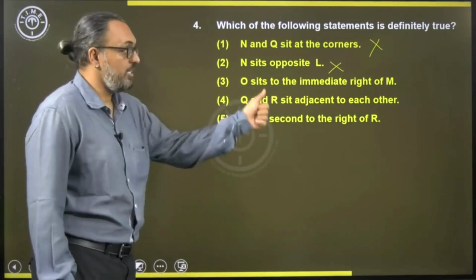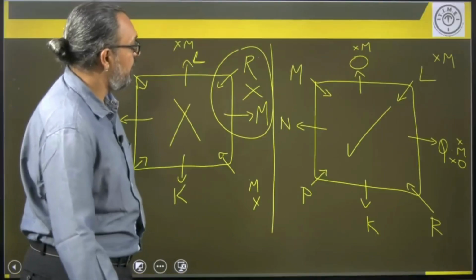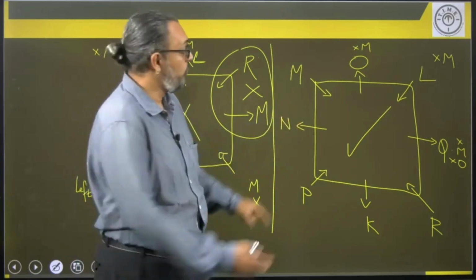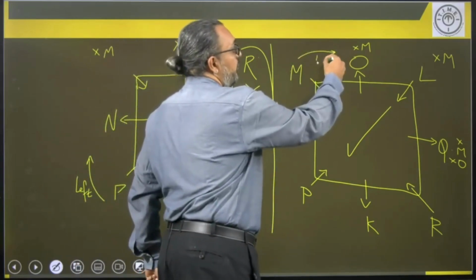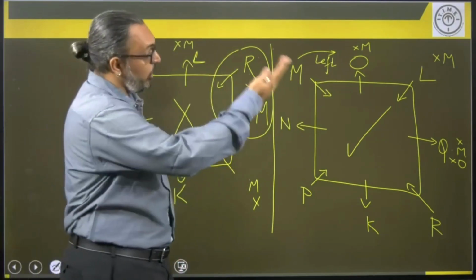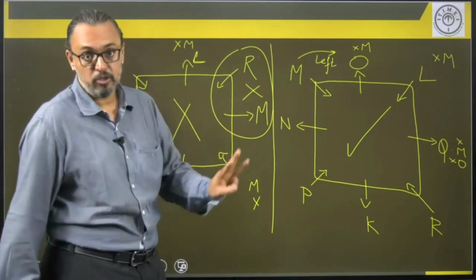Then we have: O sits immediate right of M, Q and R sit adjacent to each other. Okay, O sits immediate right of M. Is it immediate right side? No, it is left side, because for M facing the center, clockwise direction is the left. So O is immediate left of M. So the third is also not correct.